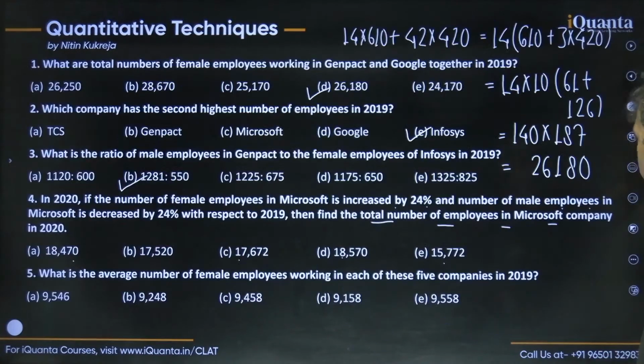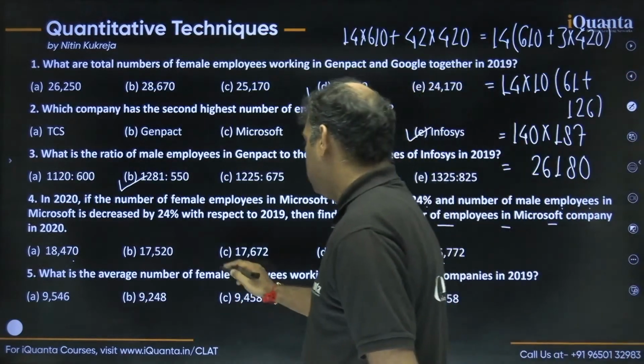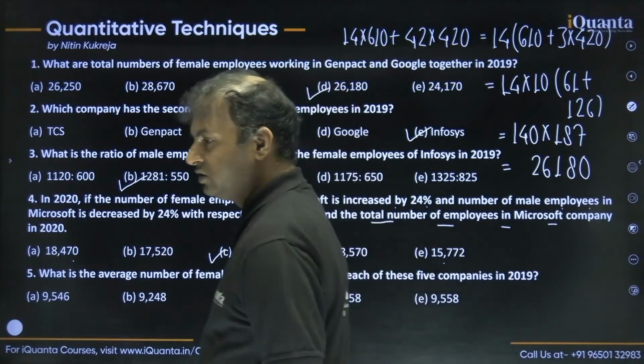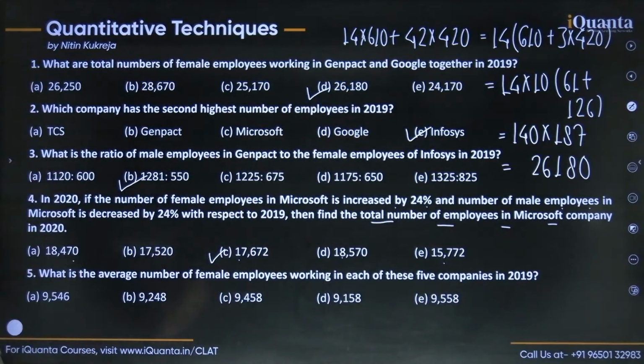Let's see which option is the best. The answer is 176.72. So option number C is the best, right? So this is how we can do question number 4.